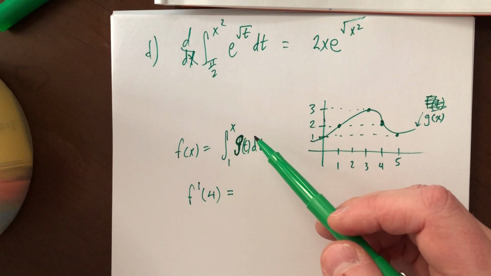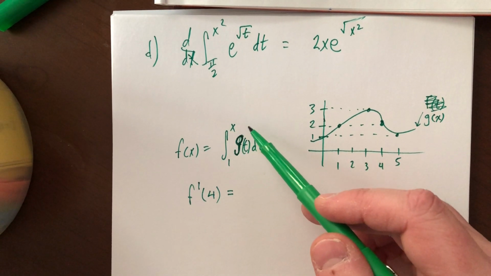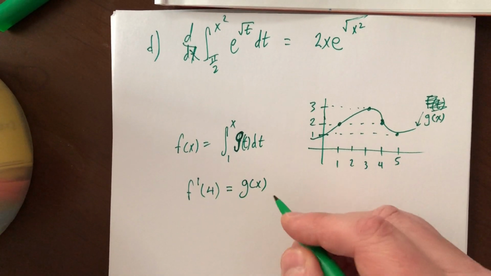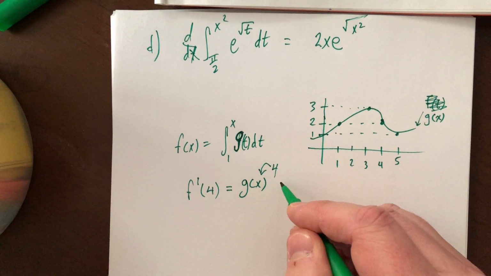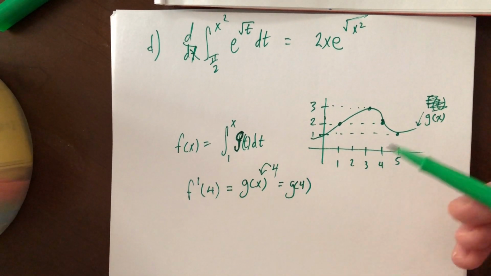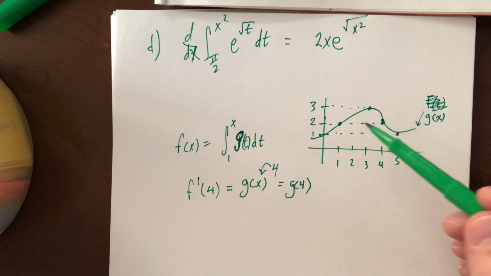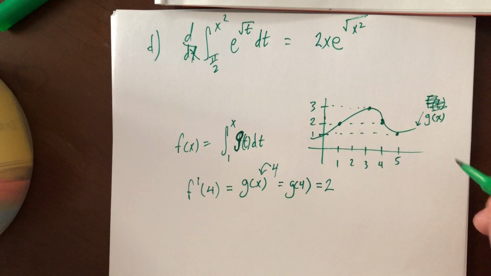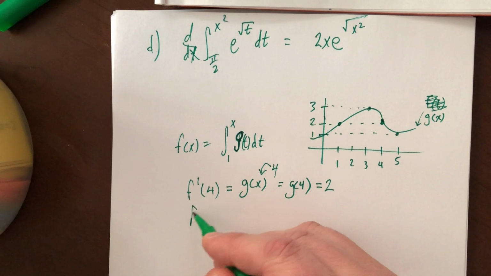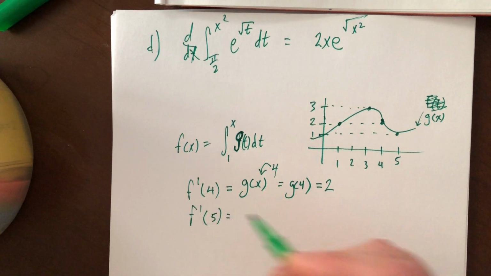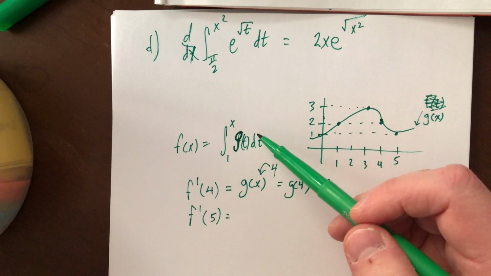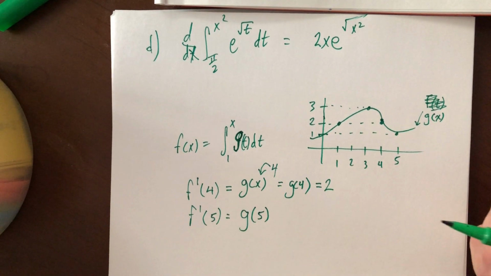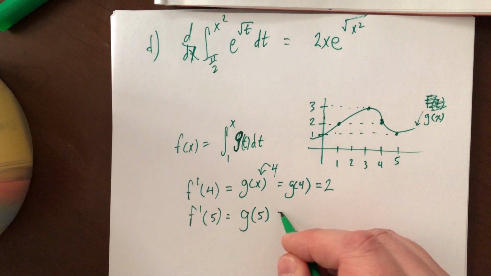F prime of 4 means take this and take the derivative of it and plug in 4. What's the derivative of this? g of x. Plug in 4. Go over here, what's g of 4? g of 4 is 2. So this is a classic AP question, where if it said f prime of 5, you take the derivative of the integral, you just drop the x in and you're done. It's just g of 5, so look at the graph, it's 1.